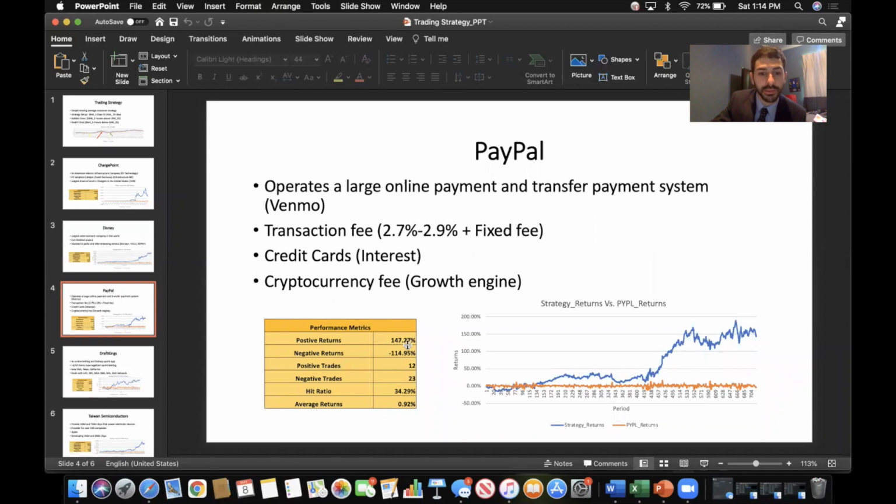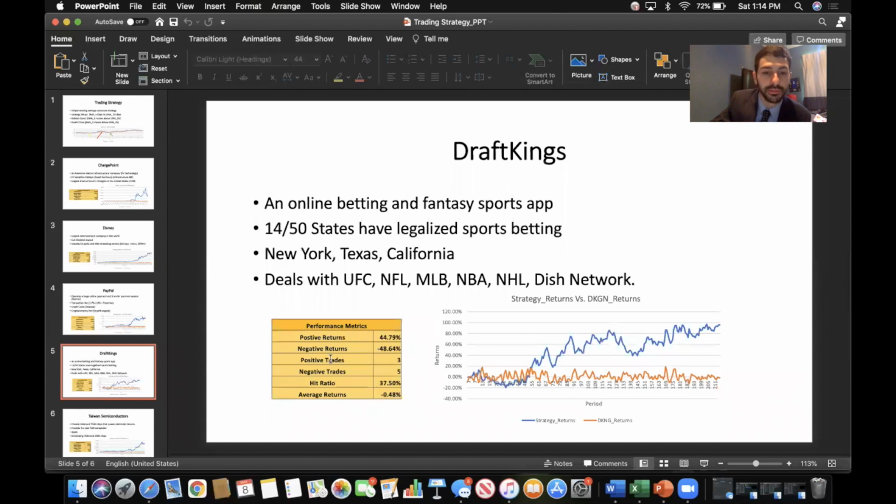PayPal did pretty well, and you can see that we struggled right here on the strategy, but we started to really move up toward the end as our stop losses became tighter and better. And then we have DraftKings, another performance metric positive ratio where we did really badly. This strategy really didn't work well, or our stop losses didn't really cover what we should have. The way to adjust it is to create a tighter spread, a tighter stop loss.